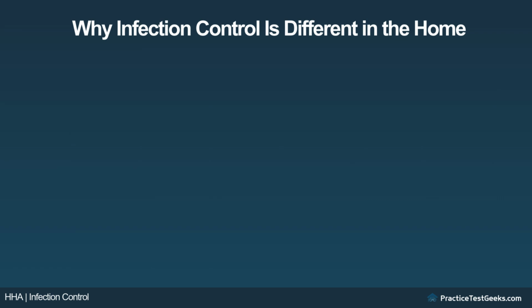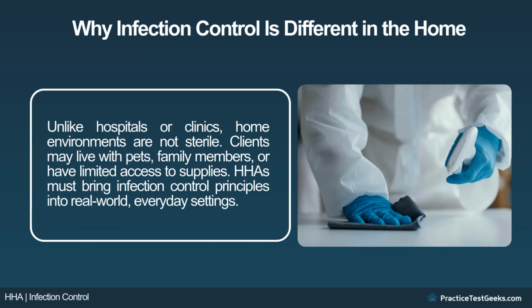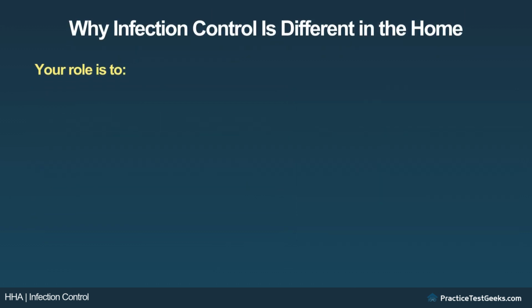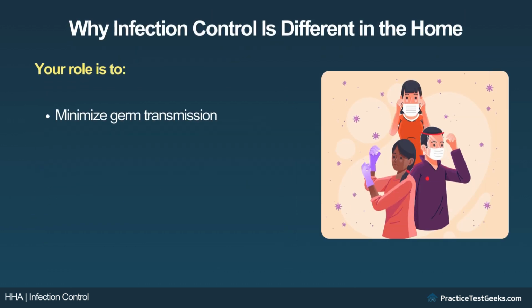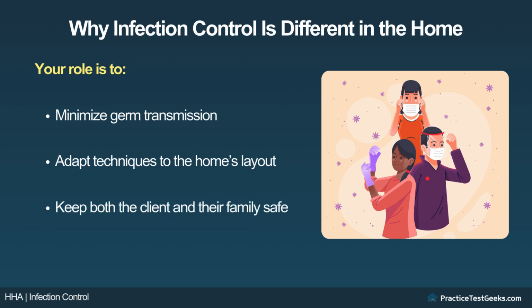Why infection control is different in the home. Unlike hospitals or clinics, home environments are not sterile. Clients may live with pets, family members, or have limited access to supplies. HHAs must bring infection control principles into real-world, everyday settings. Your role is to minimize germ transmission, adapt techniques to the home's layout, and keep both the client and their family safe. The goal is a clean, not sterile environment where infection risks are reduced through proper habits.